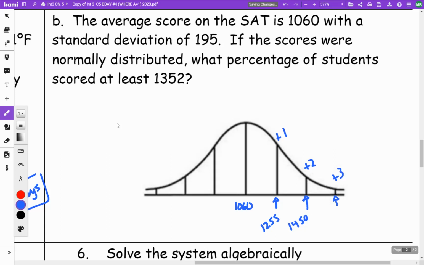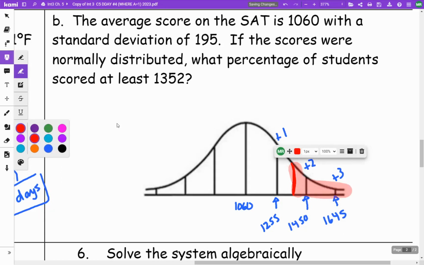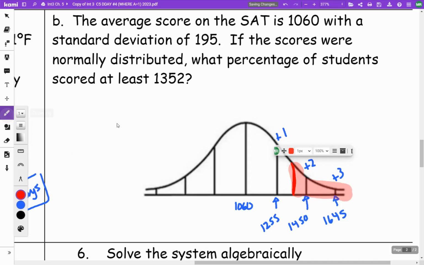And if I add 195 again, I'm at 1645. So we want to know scored at least 1352. So at least 1352 somewhere here. Okay, that's what we want. At least that much. So we really are looking at from there on. That's what we're looking for.